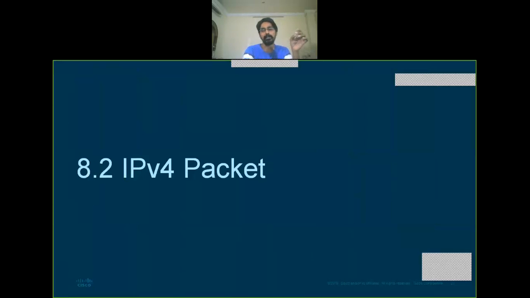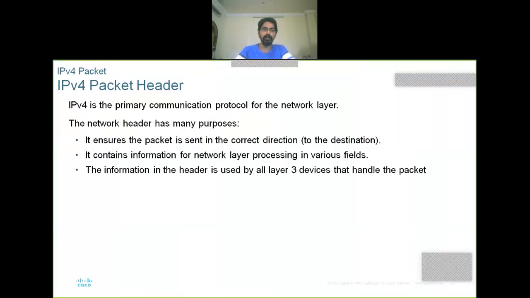Right. Next, we have IPv4 packets. I already told you what IPv4 is. IP means Internet Protocol version 4. It ensures the packet is sent in the correct direction to the destination, and it is processed at the network layer. Next, how does it process the data? By attaching an IP header to the original data, which is called a packet. This packet is transferred through the network.